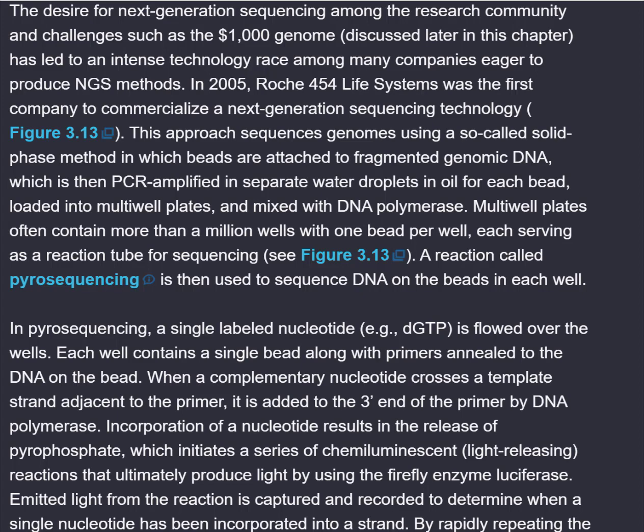In 2005, Roche 454 Life Sciences was the first company to commercialize a next-generation sequencing technology, figure 3.13. This approach sequences genomes using a so-called solid-phase method in which beads are attached to fragmented genomic DNA, which is then PCR amplified in separate water droplets in oil for each bead, loaded into multi-well plates, and mixed with DNA polymerase. Multi-well plates often contain more than 1 million wells with 1 bead per well, each serving as a reaction tube for sequencing, see figure 3.13. A reaction called pyrosequencing is then used to sequence DNA on the beads in each well.